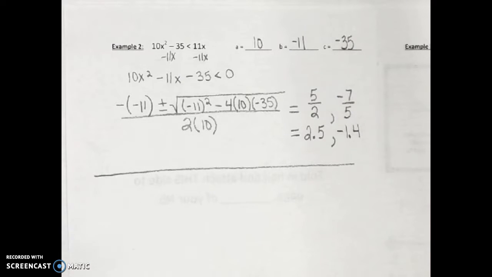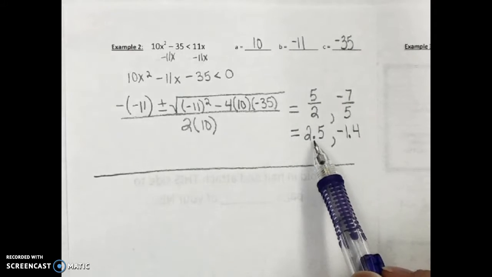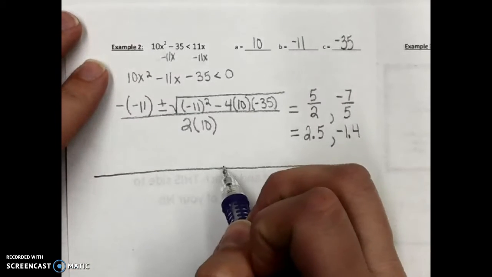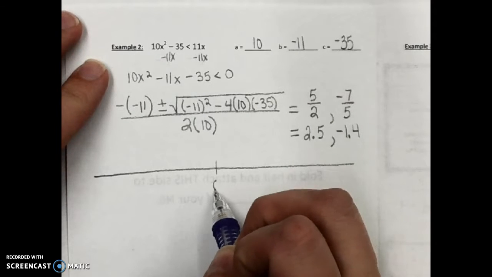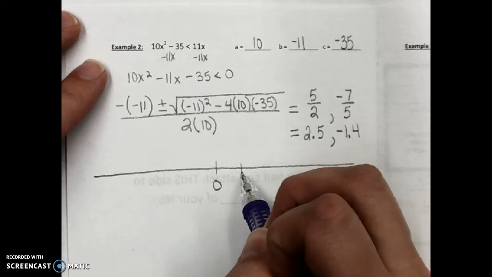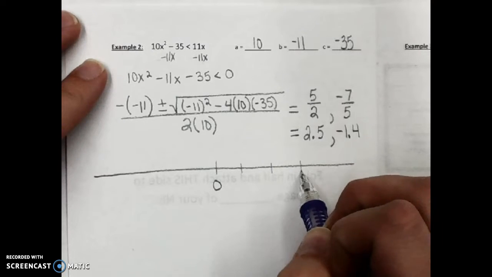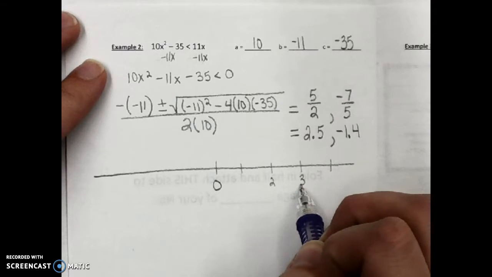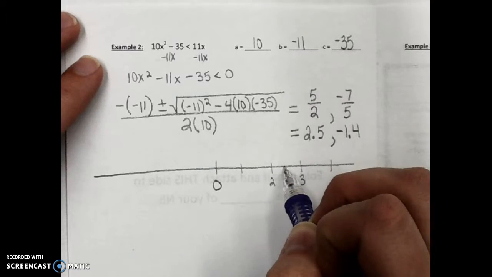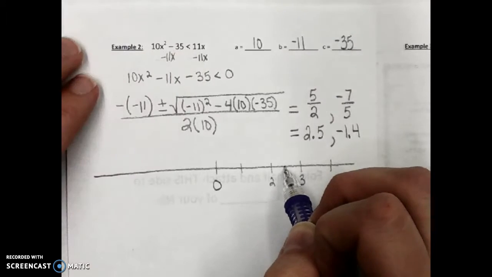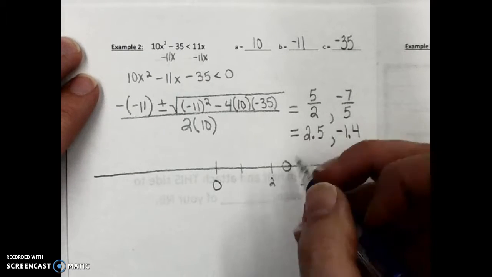So I've got to be between 2.5 and negative 1.4. Well, 0 is the best place to start. 0's in between. To get to 2.5, I'm going to do 1, 2, 3, 4. This is 2. This is 3. 2.5, it's halfway in between. But before I put a dot, I need to go back to my inequality symbol. I have a less than. That means I have an open circle at 2.5.